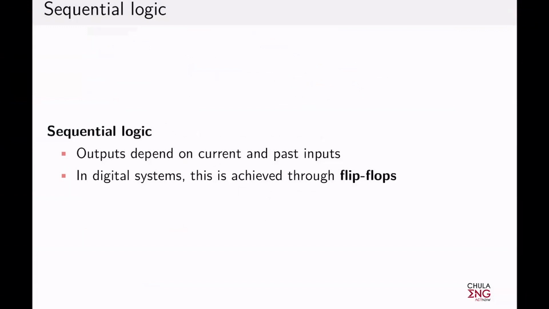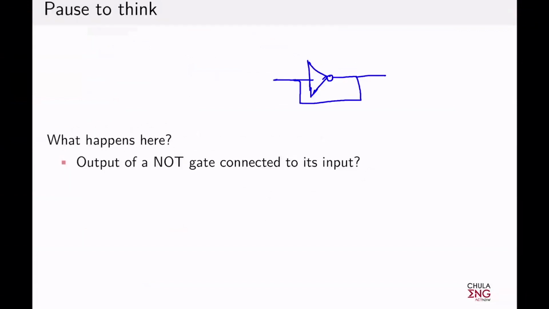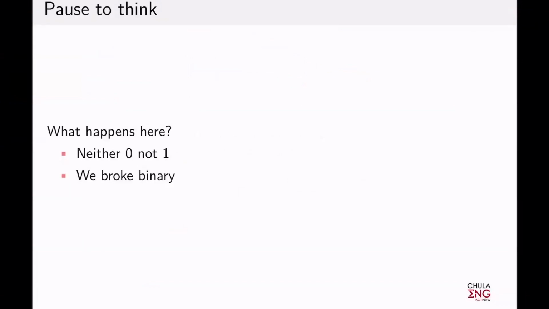We cannot just connect the output back to the input, because it's going to create noise instead. If you connect the NOT gate's output back to its own input, it would not come out as zeros and ones, it would just come out as random noise, something in between. So it's not binary anymore.